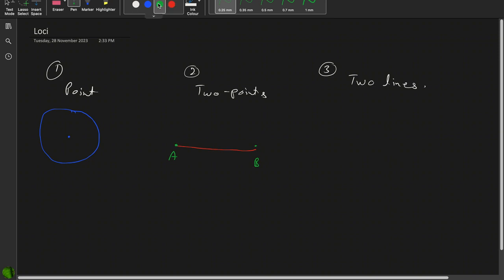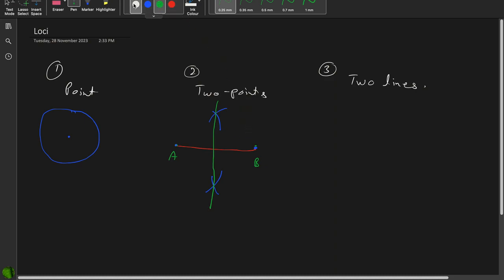You place your needle at A, open your compass more than half and draw the arc on both sides. Lift the needle, place it at B, open your compass more than half and draw the arc on both sides. And then you ultimately join these 2 points of intersection. So this green line is the locus of points which is equidistant from A and B.